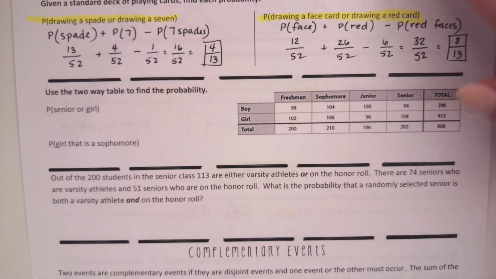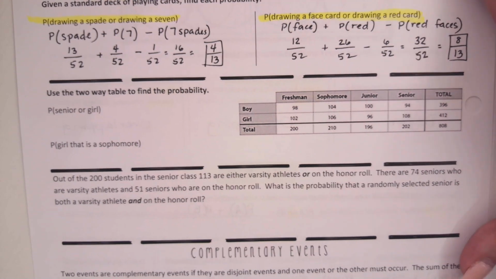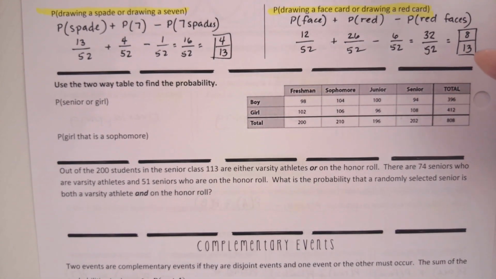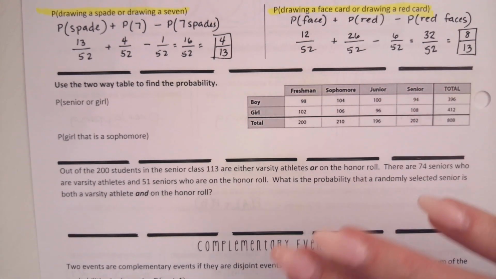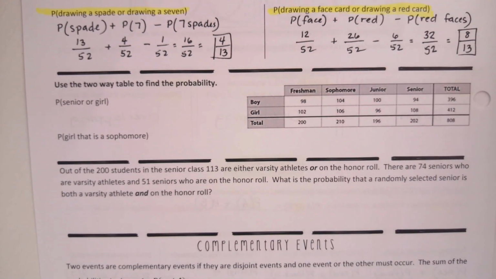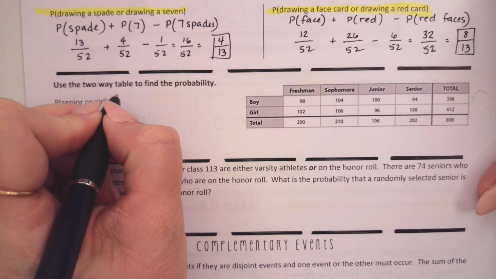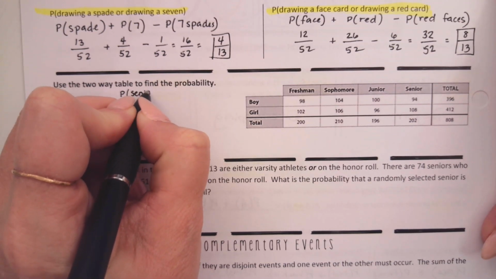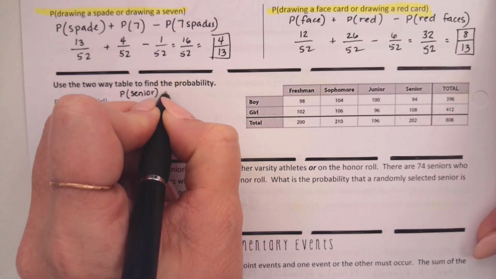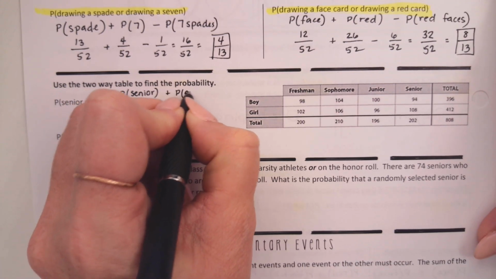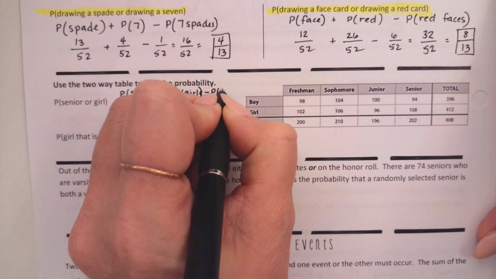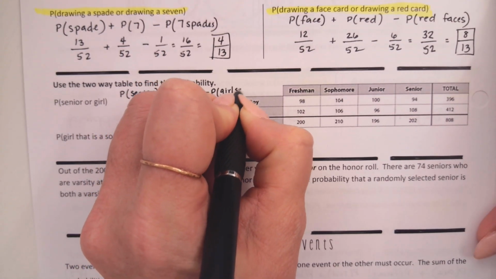There's lots of different ways they can ask questions on these two-way tables, but this question says probability of getting a senior or a girl. Is there any overlap in that? Are there girls that are also seniors? Yes, there is overlap in that. So we need probability of senior plus probability of girl minus probability of girl seniors.